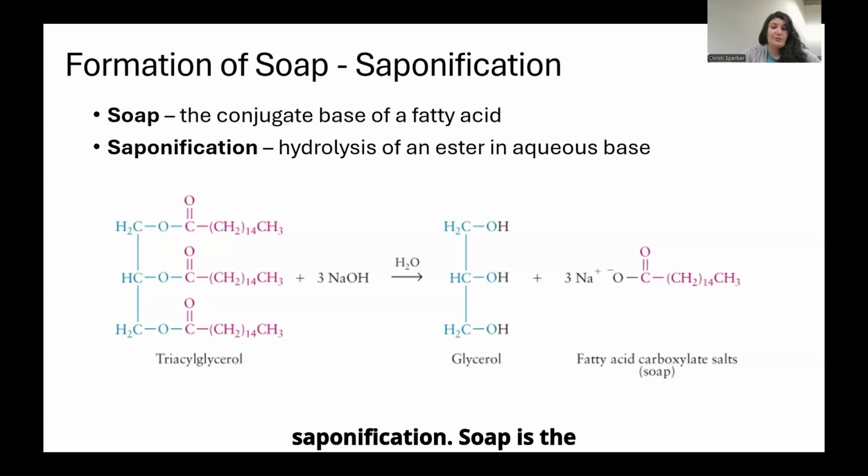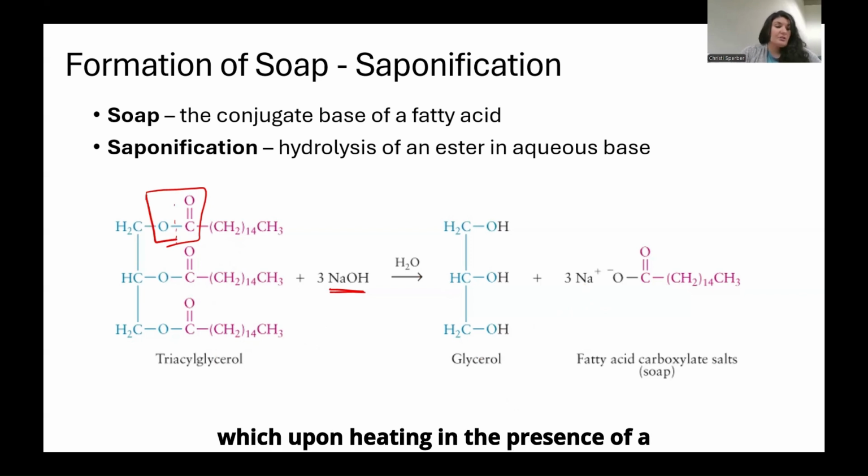So, the formation of soap, or saponification. Soap is the conjugate base of a fatty acid, and saponification is the hydrolysis of an ester in aqueous base. So you have triacylglycerol, where you have the ester groups. You have a strong base, and those break the bonds, and you're left with glycerol and three fatty acids connected to the glycerol.